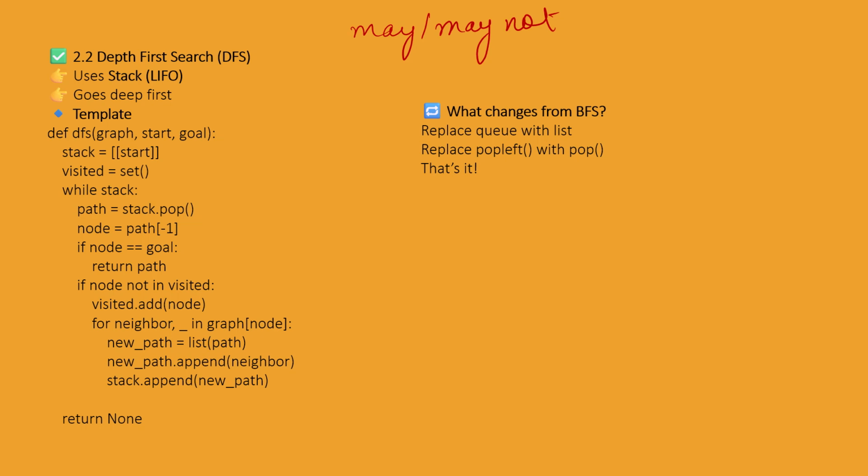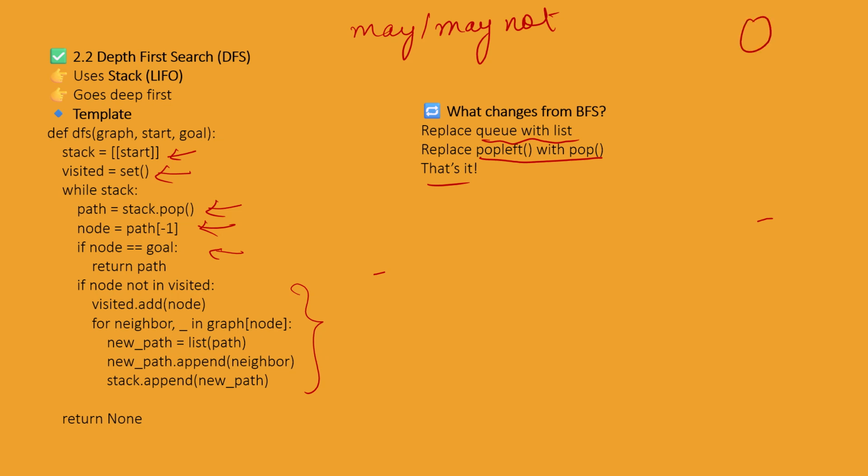So now let's see the template first. DFS graph start goal. In the stack, add the start, visited set. You pop from the stack, then you check for the path. If it is not visited, you visit and you append it into the stack. Almost the same. I just had to repeat what I did in BFS. Now you'll understand just the differences: queue and stack. Replace queue with list, popleft with pop. That's it.